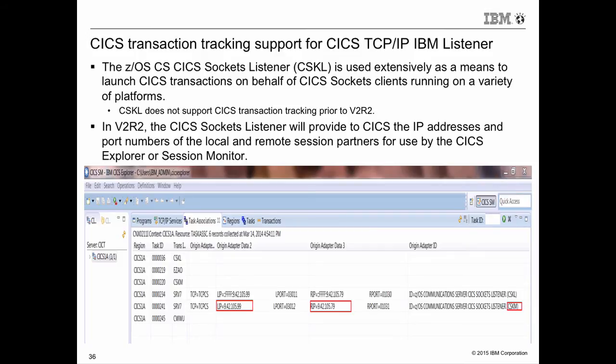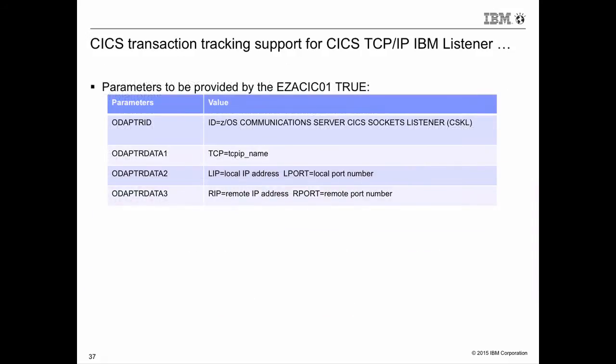So if we just go to the next chart, we can actually see a table that shows that for each transaction. This is information that gets captured at the point of origin coming into the CICS sockets listener. First of all, something that identifies that it is our listener that captured this, as well as the stack name, and again, the local and remote ports and IP addresses.